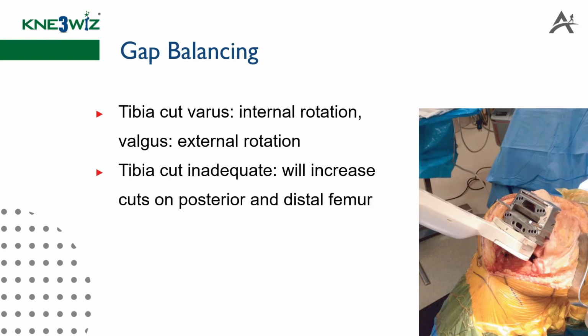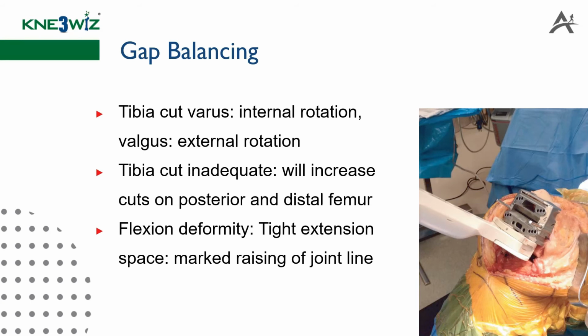An inadequate tibial cut will correspondingly increase cuts in both distal and posterior femur. A flexion deformity will lead to a tight extension space, and gap balancing will increase the distal femur cut, leading to marked raising of the joint line. Thus, each system has issues.